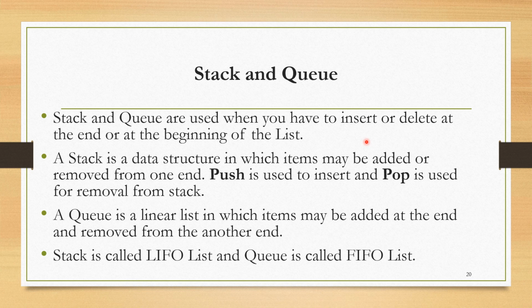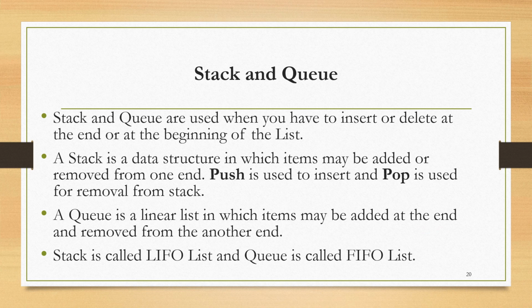Here also addition and deletion happen either from the end or from the beginning. There is nothing in between. A stack is a data structure in which items may be added or removed from one end, as we just explained with plates on a dining table. Push is used to insert and pop is used to remove from the stack. A queue is a linear list in which items may be added at the end and removed from the other end, just like a queue in a restaurant for taking lunch. So stack is called a LIFO list and queue is called a FIFO list, first in, first out.